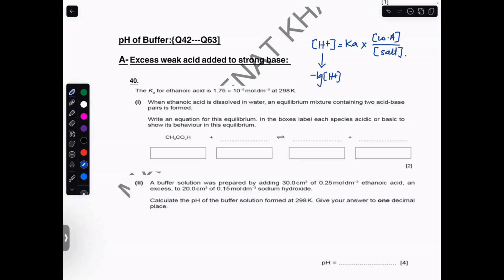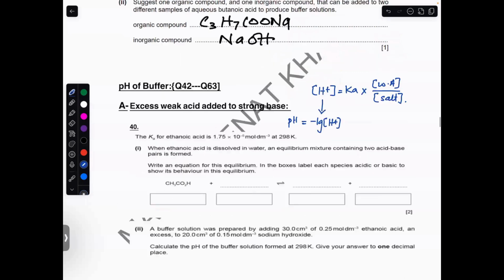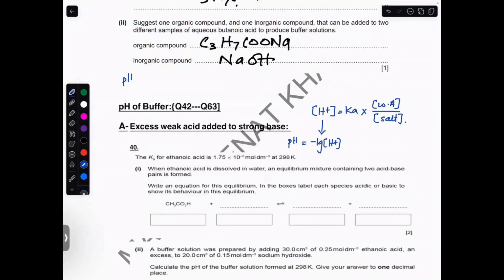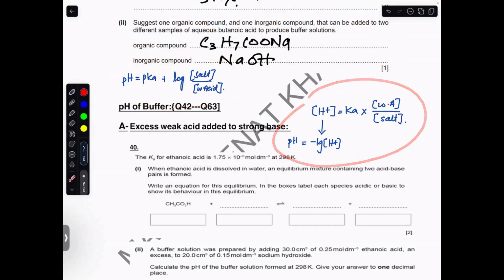The other formula to calculate the pH of the buffer is pH is equal to pKa plus log of salt over weak acid. I don't use this formula too much. I like this one more. I find this one easier.